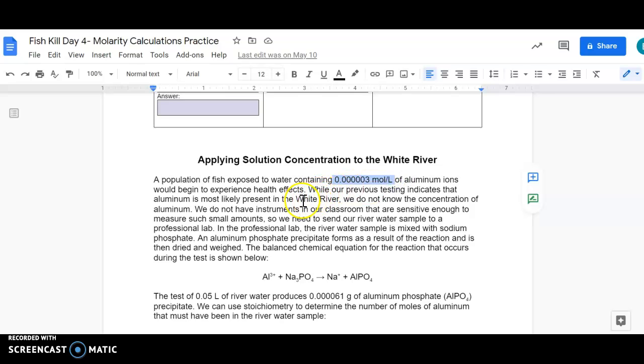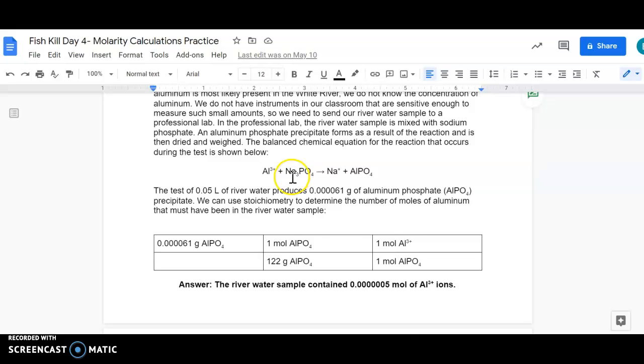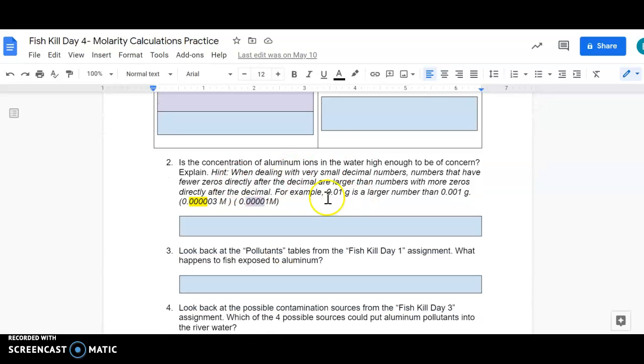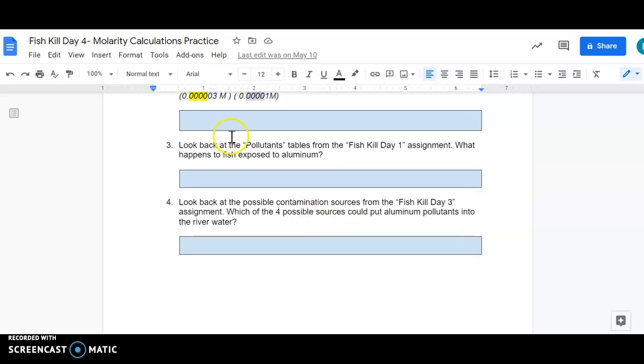So how do we test for that? So read the paragraph. Down here is another calculation, and then tell us how you came to this conclusion here. Then looking back at the pollutants on day 1, you've explained what aluminum does. So that's why we looked at day 1 first. And then it says, look back at possible sources on day 3.